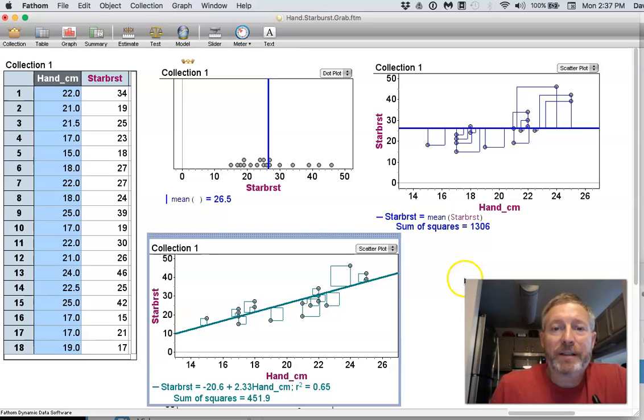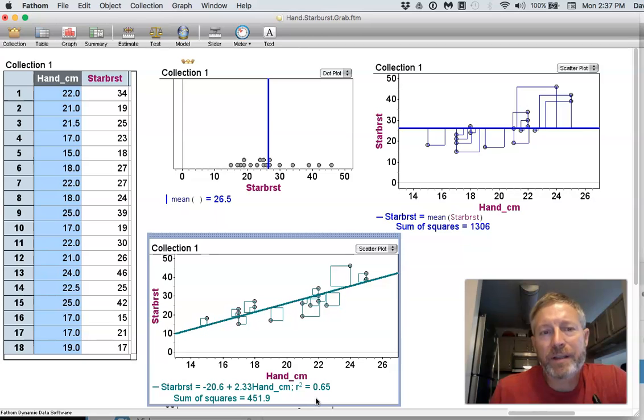If I calculate it exactly, I've eliminated, or you could even say accounted for or explained, 850 of that original 1,306. If you calculate the percent that's gone, it turns out to be about 65%. More than half of that 1,306 has been explained by using a linear model on hand span. Well, looky here. There's R squared right there. 65%, that's what it is.